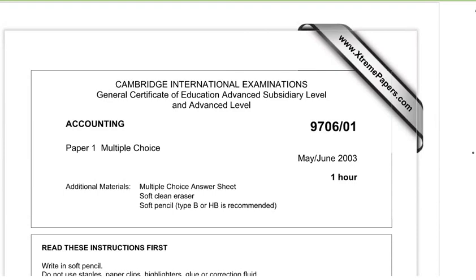Today we want to look at the Cambridge paper, the May-June 2003 session, a continuation in our series of questions number 1 to 10 on each paper, right? Let me just make mention of something.